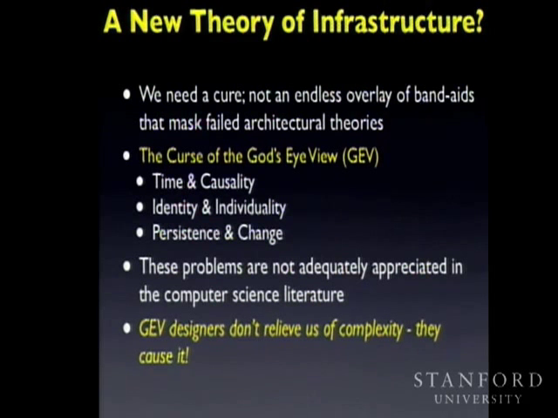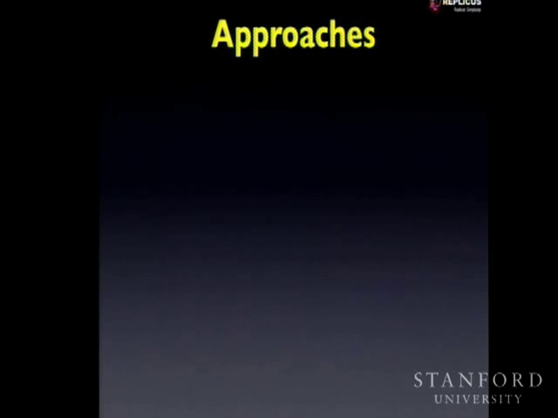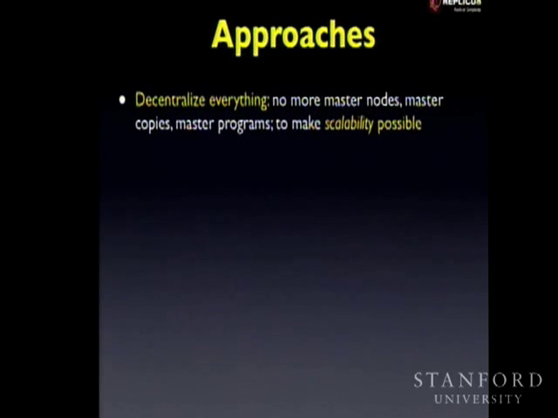GUI designers, even if we were to give them enough time to design their products correctly, don't relieve us of complexity. They cause it. So I think that if we want to build products that don't leak complexity all over the data center floor, then we have to go back and reassess how we think about design, how we think about architecture, how we can build systems fundamentally simpler than we have been able to in the past. So what kind of approaches would we use?